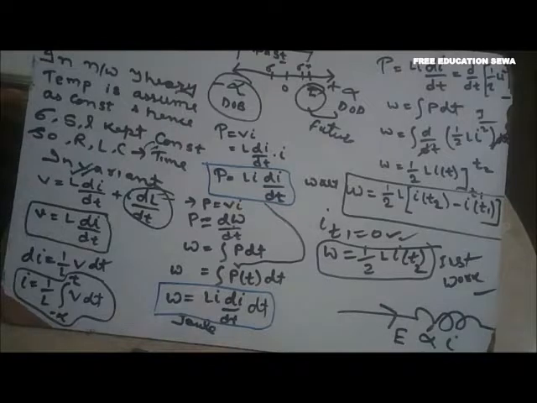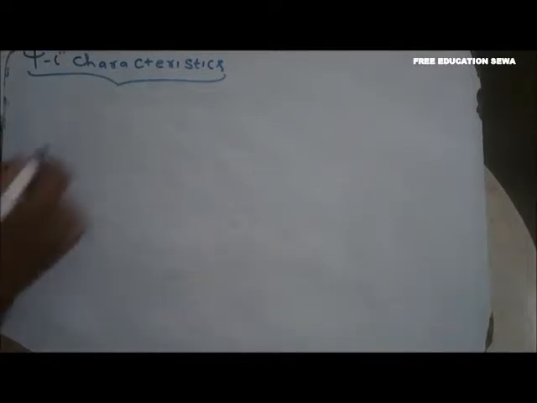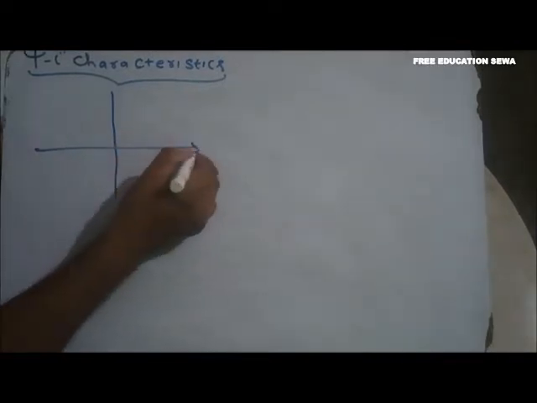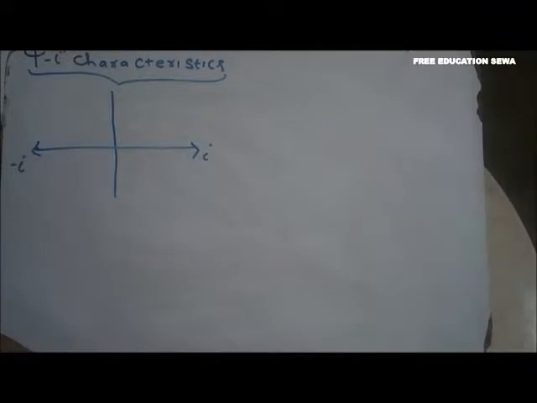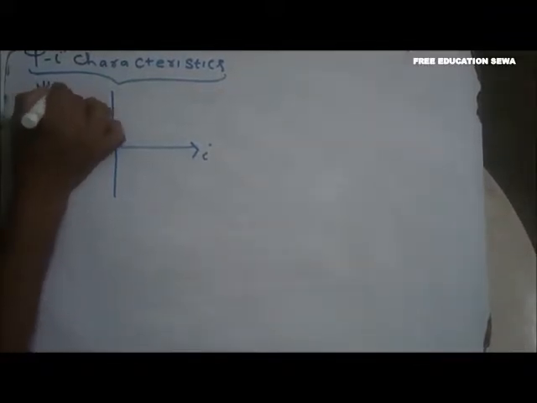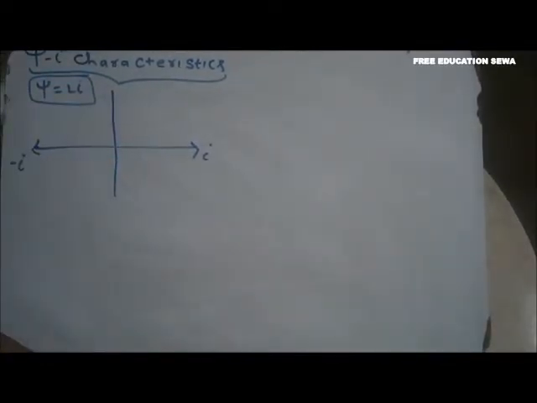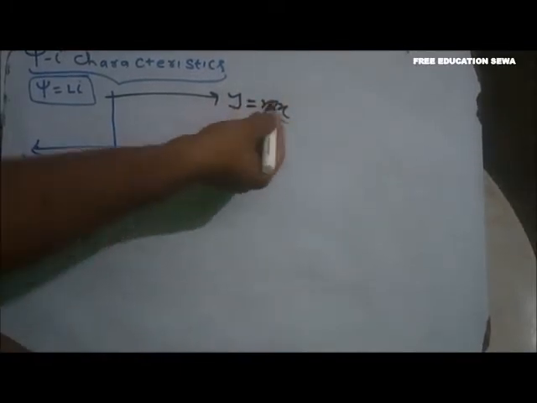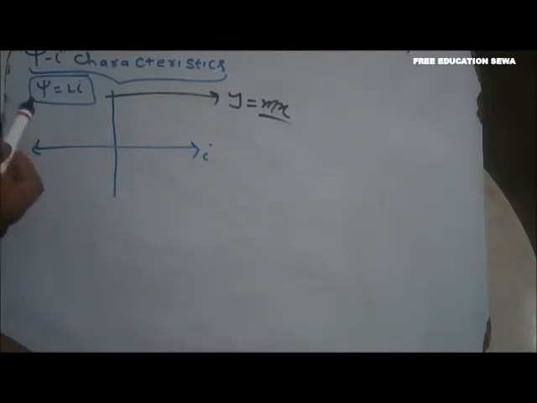Okay, let us see the last one. If we plot the characteristic graph, let's now see how to calculate the zeta-i characteristics for the inductance. If we draw the chart, if we take this one as current, we know from the previous that zeta is nothing but Li. Li means inductance into current. If we compare this with y equals mx, where m is slope, so L is slope, y is dependent, x is independent. So here i is independent and phi, the zeta, is dependent on Li.